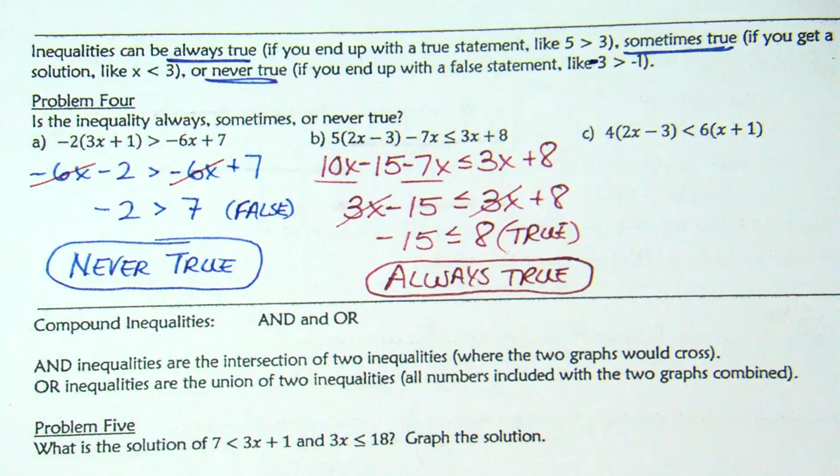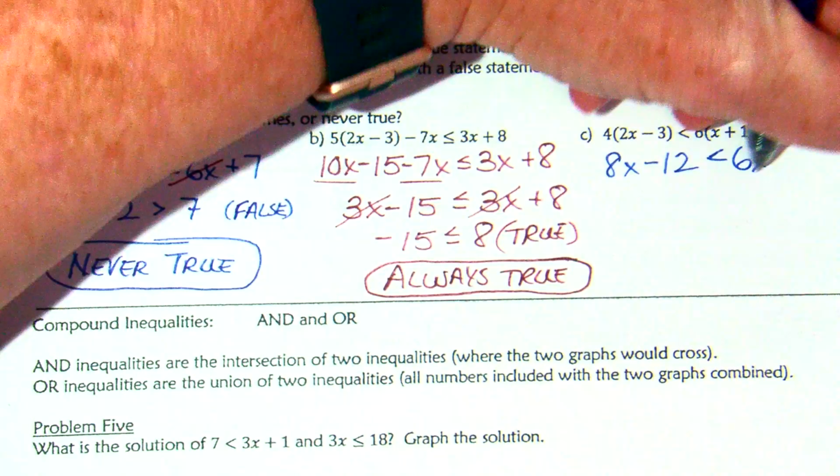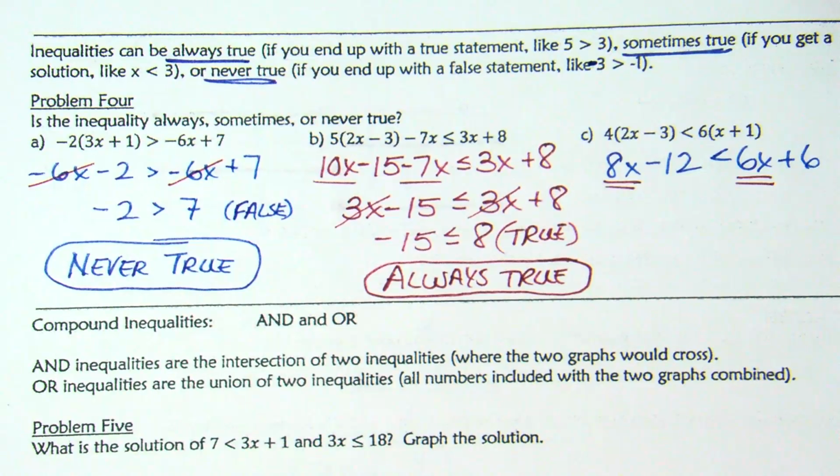8x minus 12 less than 6x plus 6. If I claim I know the answer right now and I want to stop, are you okay with that? For the scenario of always, sometimes, or never. What's the key here? 8x and 6x. They're different. Are they going to cancel? No, I'm always going to have an x, which means this is going to be sometimes true.